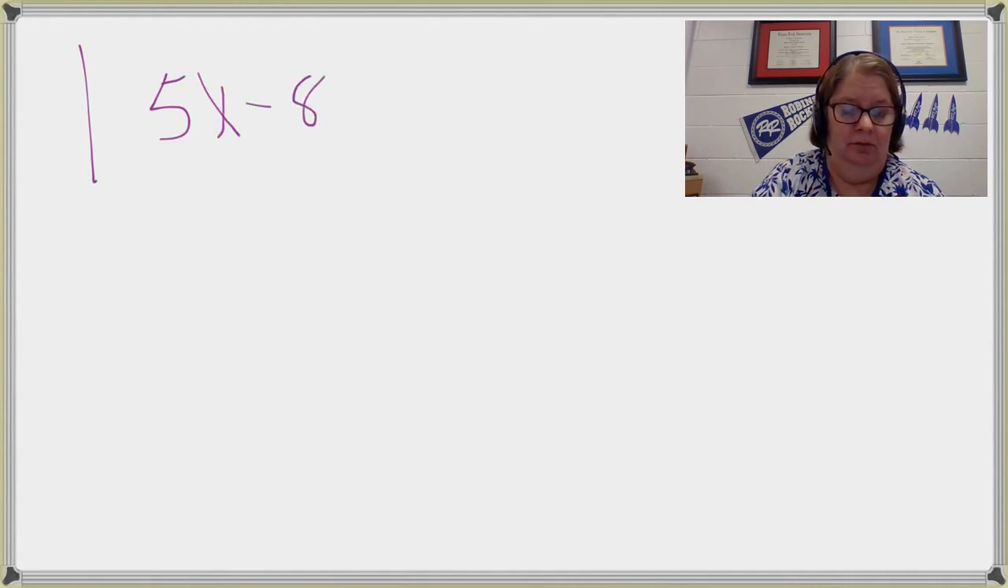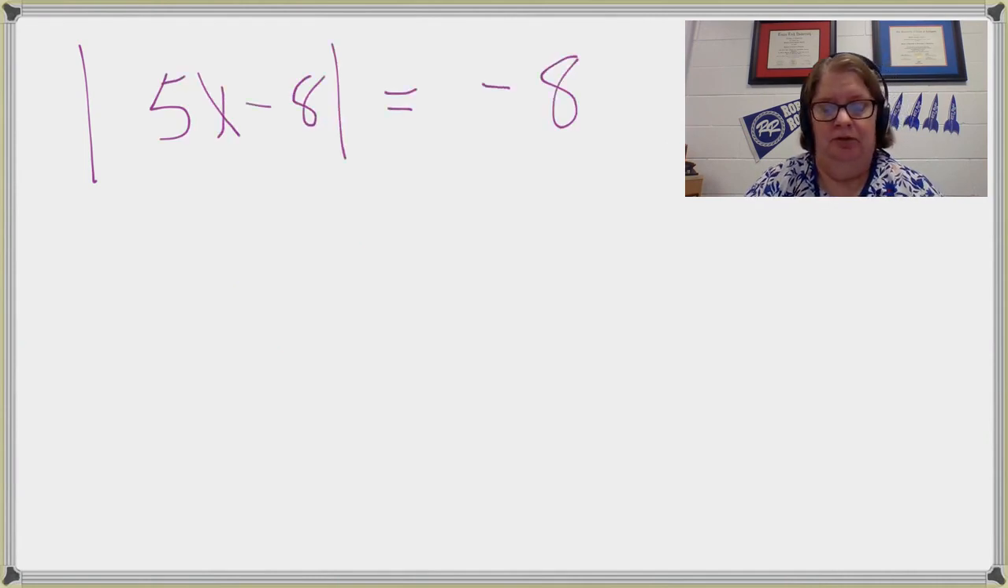Absolute value of 5x minus 8 equals negative 8. So I'm looking for what numbers are negative 8 units from 0 on the number line. Did that sound strange? I hope that sounded strange to you. Is it possible for numbers to be negative 8 units from 0? It's not. What did we say about absolute value? Absolute value is always positive. Think about your graph. We didn't have any negative numbers, did we?